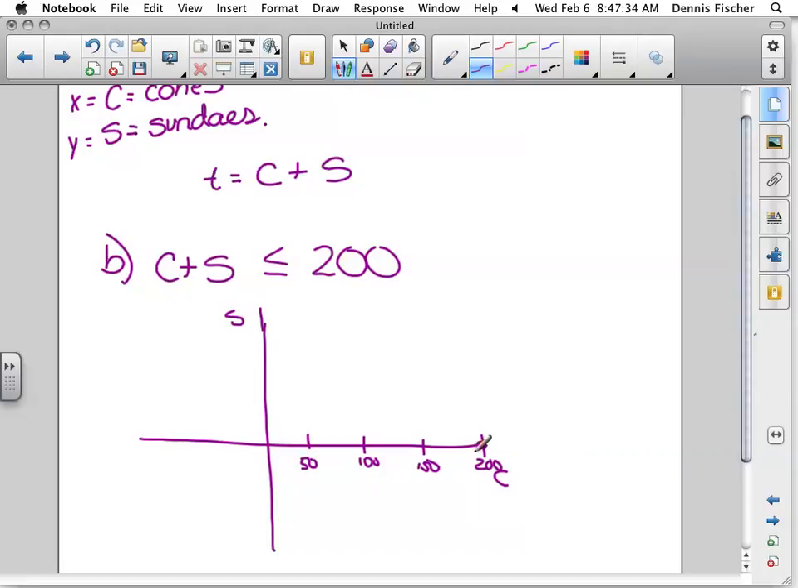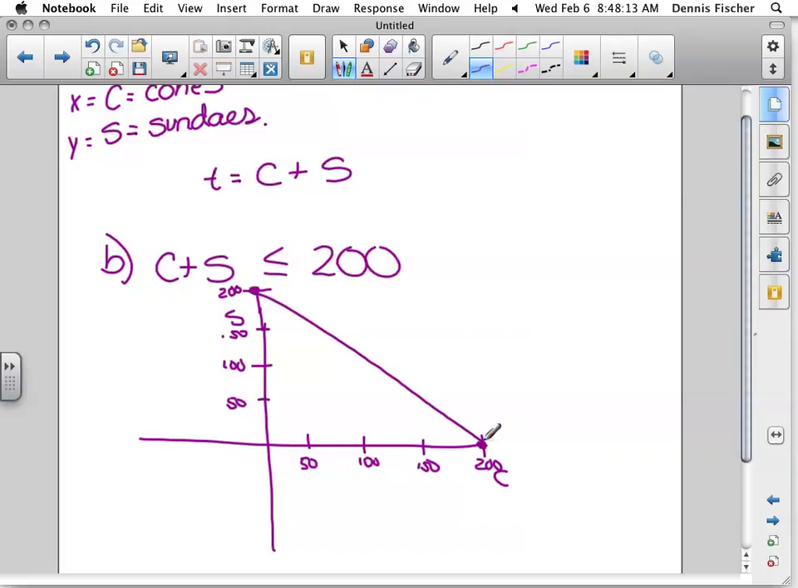I'll use my X and Y intercepts. If C was 0, what's S? 200. And this might be the easiest way to graph this, using the X and Y intercepts. Now, when I graph this one, I'm just going to graph that part of the equation. I'm not going to go to the negatives of either S or C, because can I have negative scoops? No.